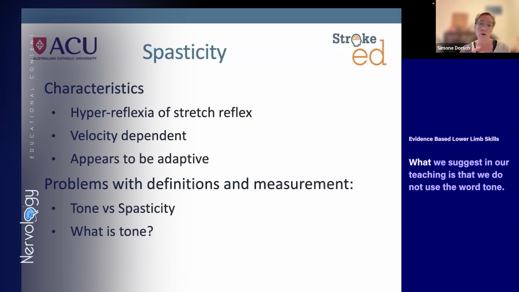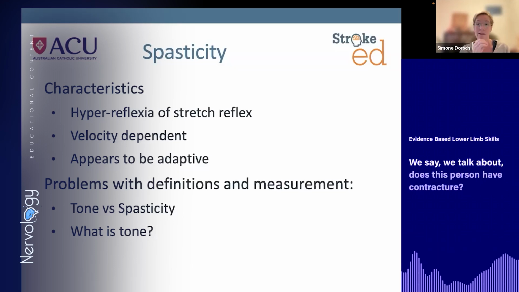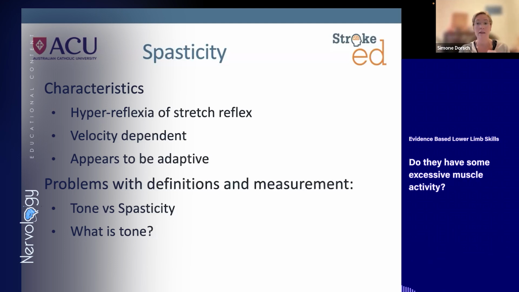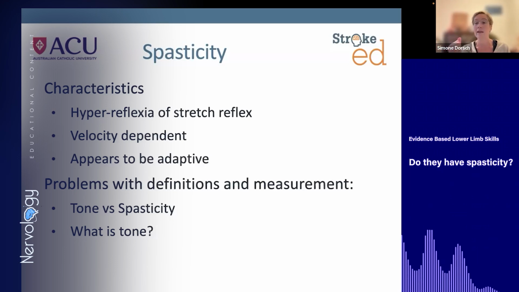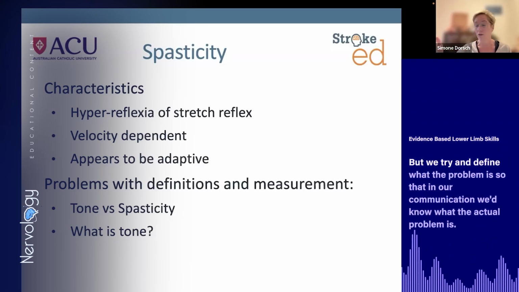And so I think what we suggest in our teaching is that we do not use the word tone. We talk about, does this person have contracture? Do they have some excessive muscle activity? Do they have spasticity? We try to define what the problem is so that in our communication, we know what the actual problem is.